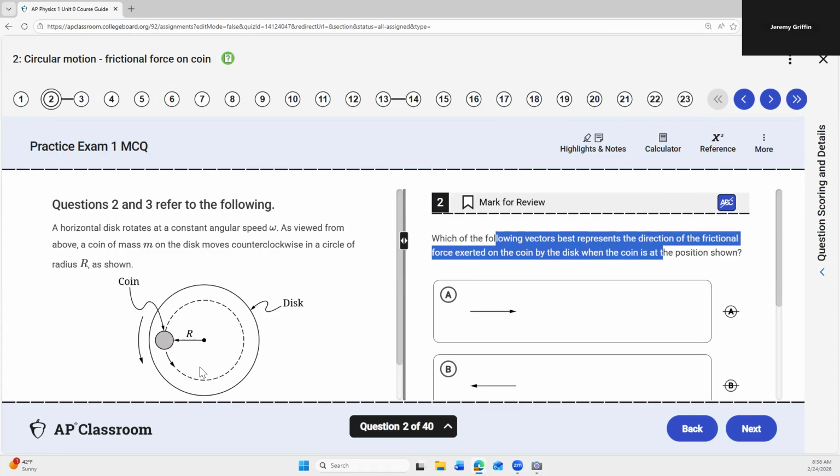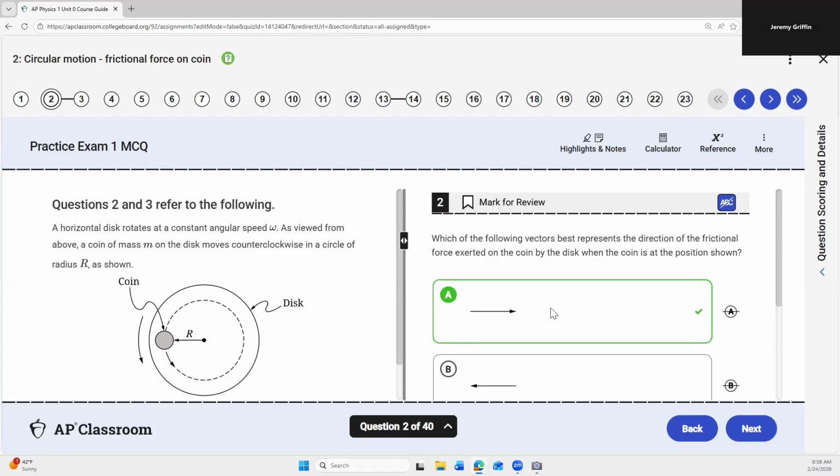Well, if there was no friction force, wouldn't the coin just be hovering there? It wouldn't be moving at all, right? So what force is keeping it? The frictional force is acting as what kind of force? Starts with a C. Centripetal, and the word centripetal literally means it's pointing towards the center. So what should you pick? You guys like this A right here.